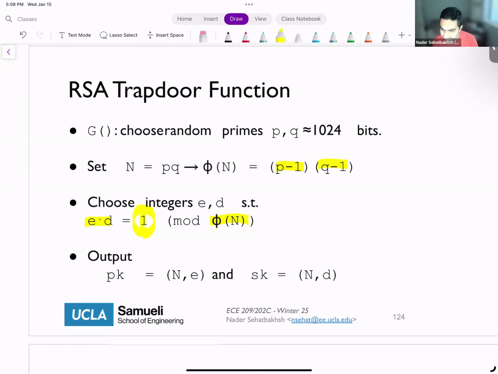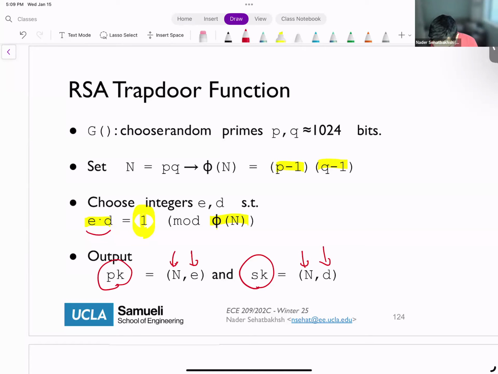Once I have this E and D, this is where we need to decide on E and D, and this is basically our public and private key. Our public key becomes N and E. Our secret key becomes N and D. So essentially, the secret key, or private key, in RSA is a pair itself.